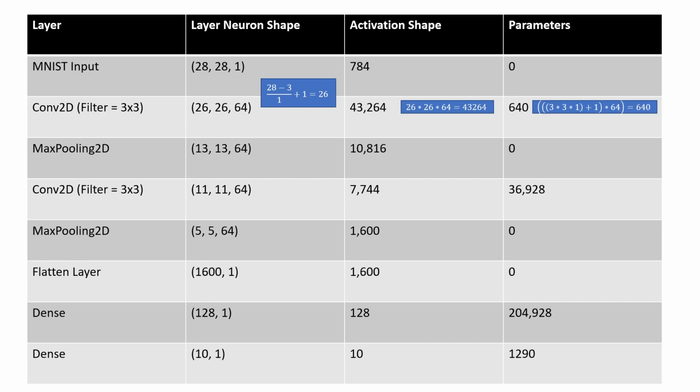The way the parameters are learned is the size of the filter. So height and the width of the filter into 1, that is the number of the previous filters, plus 1 for the bias into 64, that is the number of the current filters. So that gives us 640.